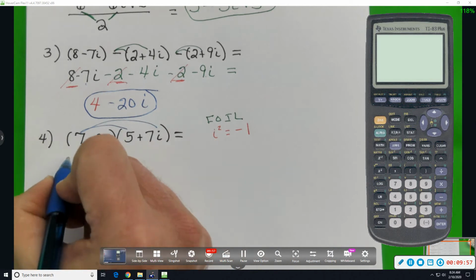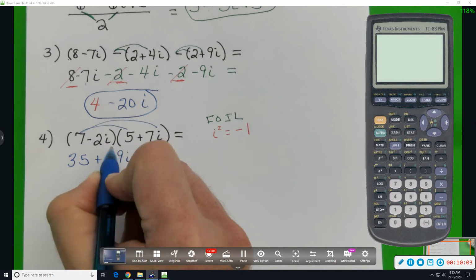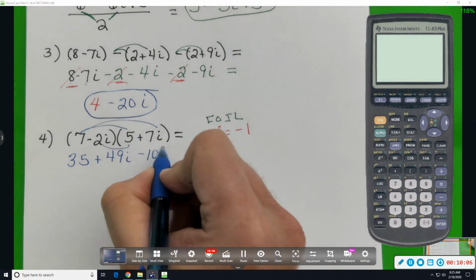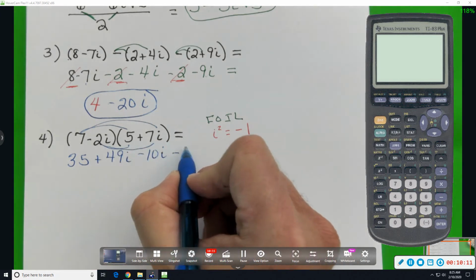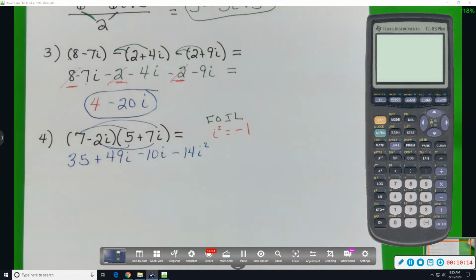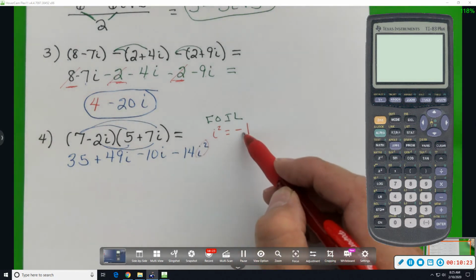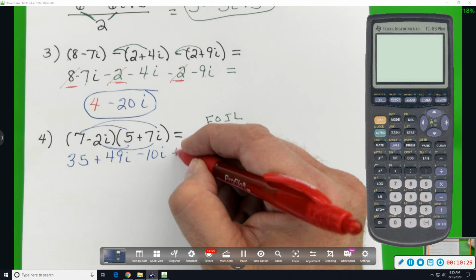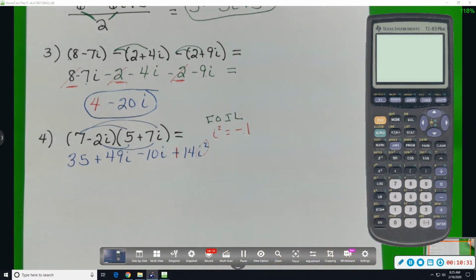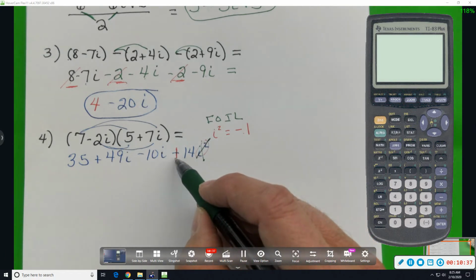So let's see, we have a 35. Then is that a plus 49i? And a minus 10i? And then negative 2i times negative 7i. Is that a negative 14i squared? So replace the i squared with negative 1. All that's going to do is change this minus 14 to a plus 14. So you might just sort of mark out the i squared and change that sign on the 14.